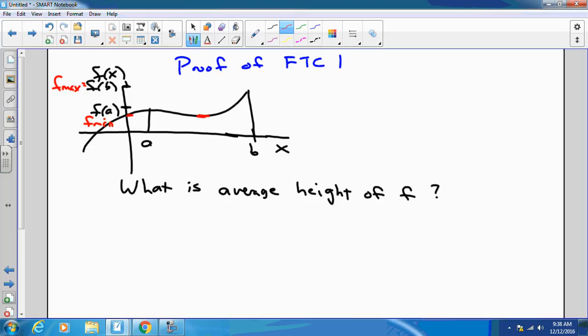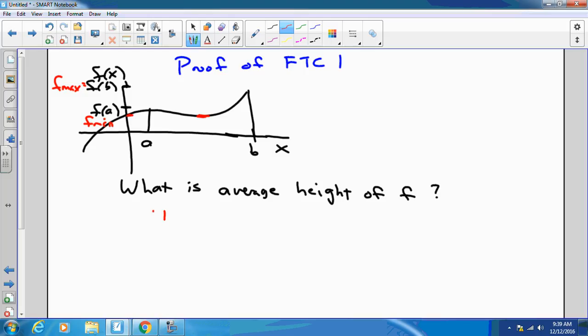Okay, so the question about average height makes sense because we have a whole bunch of f values that range from f min to f max, and somewhere in the middle ought to be the average of all of those values. But the problem that I have is that f min and f max reside on a continuum if my function is a continuous function. And therefore, what does it even mean to find the average of a continuum of numbers? That's the problem that we have. And so we're going to answer that problem by appealing to a Riemann sum kind of idea.